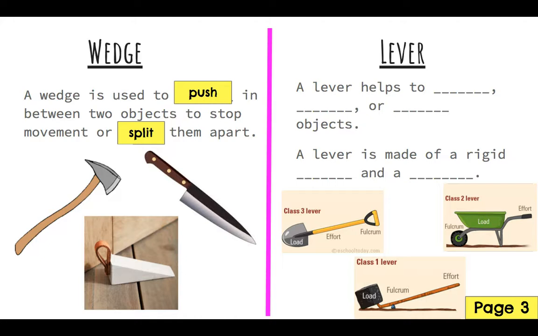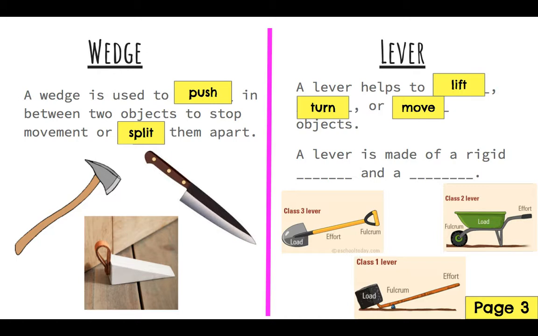A lever helps to blank, blank, or blank objects. Well, we could think of about 1,000,000 different words to put in those blank spaces. But here's what you're going to write. A lever is used to lift, turn, or move an object. So you can see those pictures down at the bottom, and there's 3 different kinds of levers, as you can see, class 1, class 2, and class 3. But all levers don't always necessarily do the same thing.